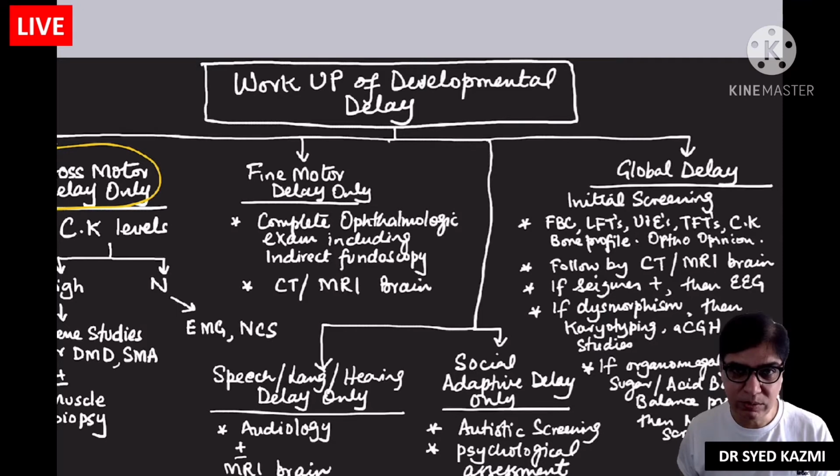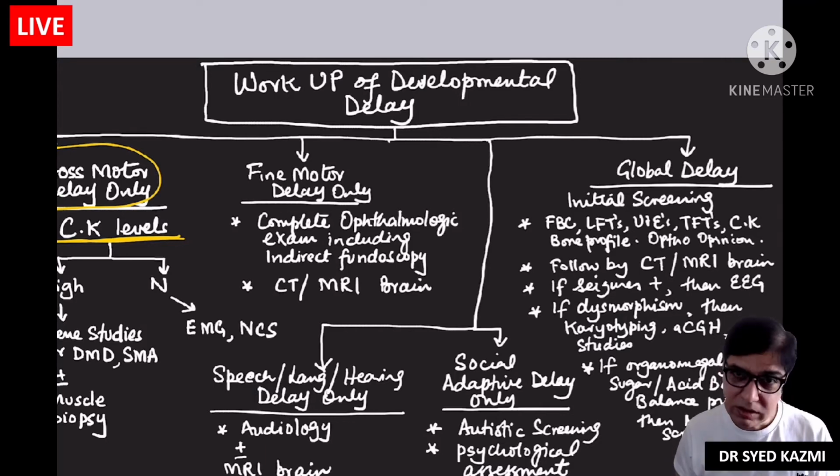You have checked his fine motor, which is fine. You've checked his social adaptive, hearing, speech, everything is fine. So in that case, for a child who only has a problem in the gross motor domain, the best screening tool is to do a CK level, creatine kinase level. So you always start by taking bloods and doing a CK level. Even if somebody asks you in an exam, if there is a problem with the gross motor domain only, what is the best next screening test? CK levels. So you will do the creatine kinase level.